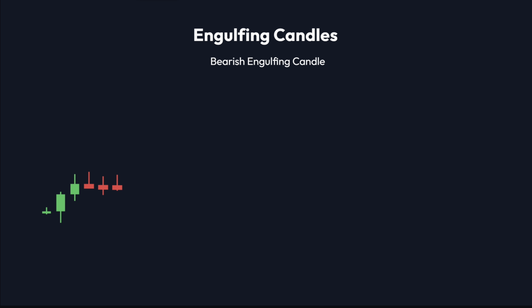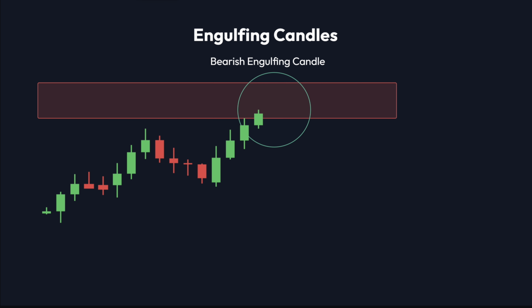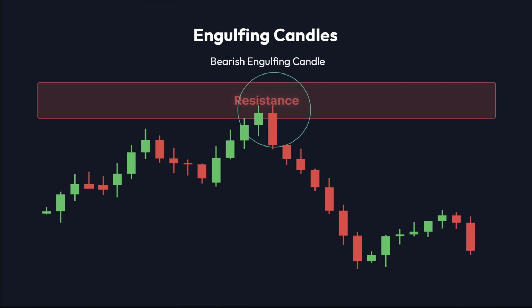In this chart example, price pushes into a resistance area. Then a bearish engulfing candle forms. Again, this does not mean price must reverse, but when it happens at resistance, it suggests that buying pressure may be fading and sellers may be gaining control.